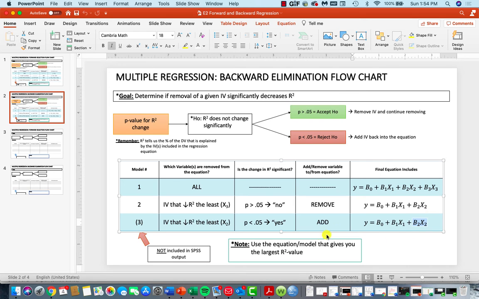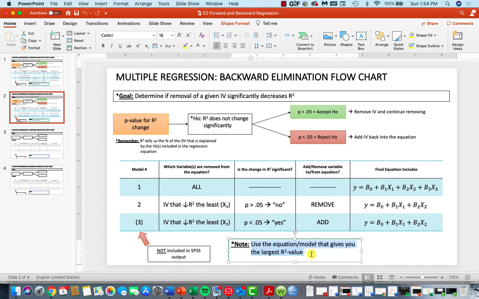Okay? Again, reiterating that when we use these methods, we want the largest R squared possible, right? That means we have the largest covariance, or the largest coefficient of determination. In other words, the largest percentage of a dependent variable that we can calculate using a given number of independent variables. Okay, so hopefully these flowcharts help you guys.